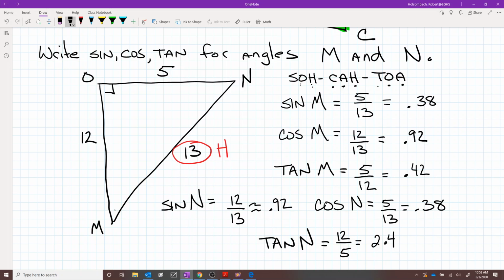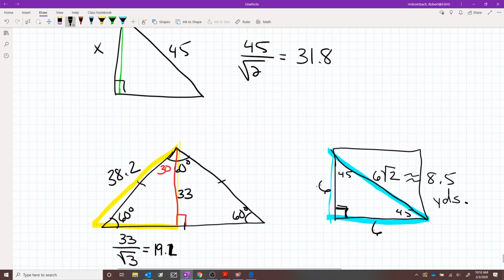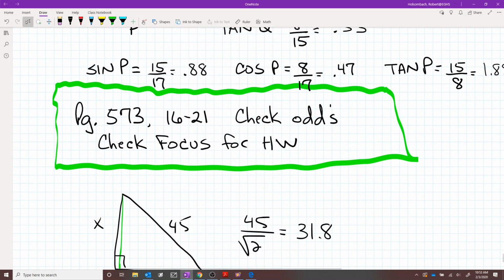Your assignment for today is right there in green. Page 573, 16 to 21. Check the odds. Make sure you're checking your odds in the back of the book, and make sure you're checking focus for homework problems.